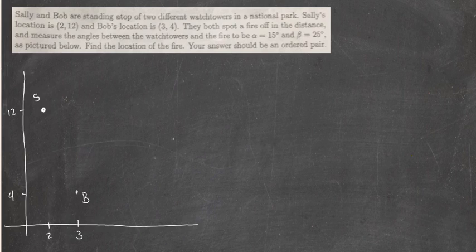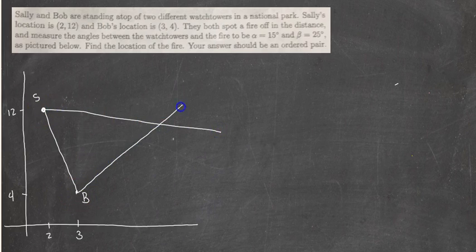They both spot a fire off in the distance and measure the angles between the watchtowers and the fire to be, well, before I go there, let's give you the picture. The problem came with a picture. I just didn't like it, so I'm going to write my own out. So Sally's standing here, Bob is standing here, and someplace off in the distance, Sally sees a fire and Bob sees the same fire. And so we're going to call that point F.